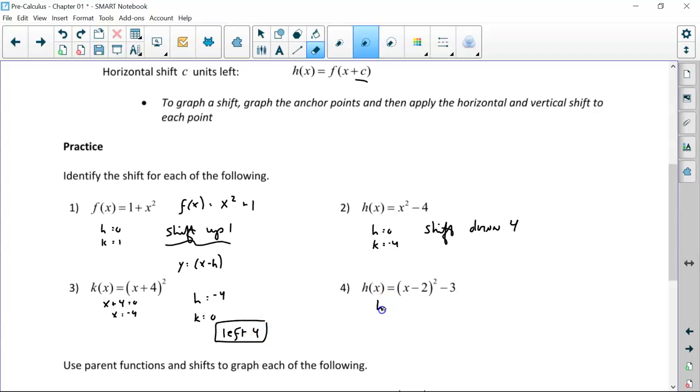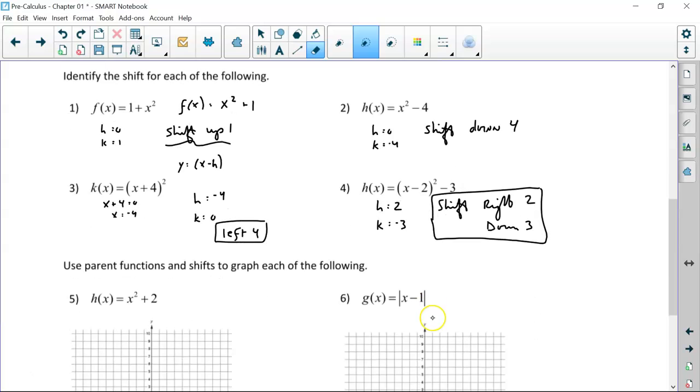Number 4, h, take the opposite of that negative 2, so it's going to be 2, and k is negative 3. So we're shifting to the right 2 and down 3. There's our transformations.